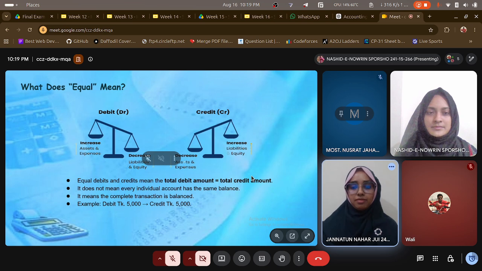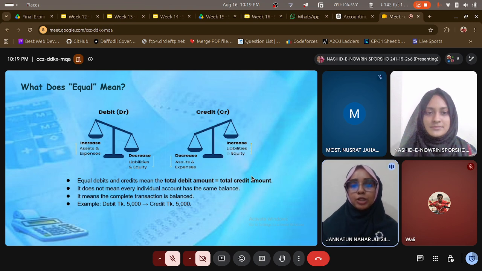Assalamu alaikum. I am Jannatun Harjoy. My ID is 2411532. Now I will explain what equal means in accounting. In accounting, equal means the total debit amount must be equal to the total credit amount. It does not mean that every individual account has the same balance. For example, if we debit taka 5000, we must also credit taka 5000. So, equal debit and credit means the complete transaction is in balance.